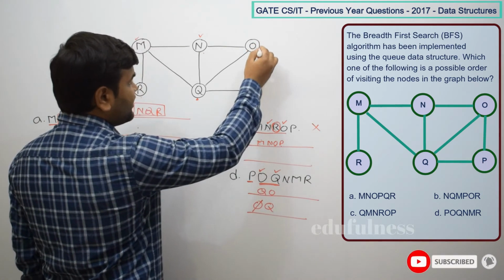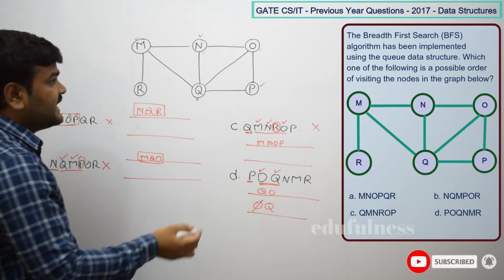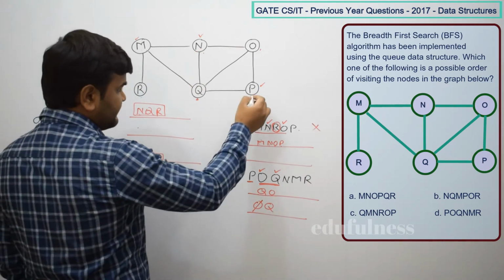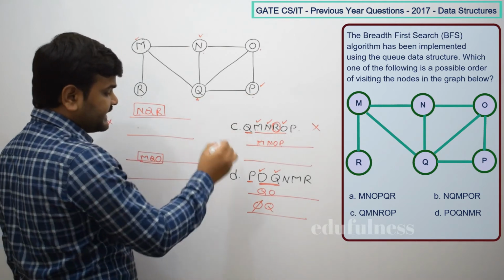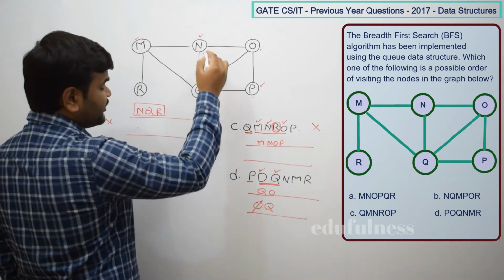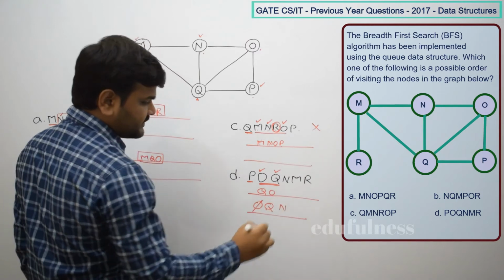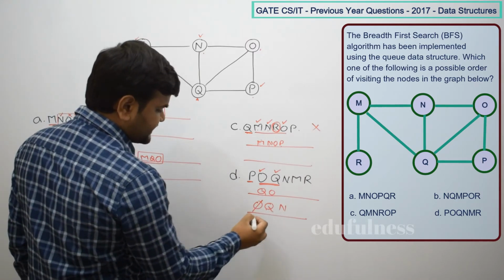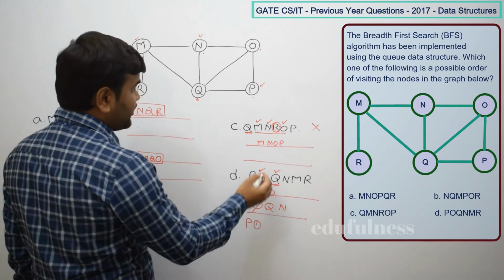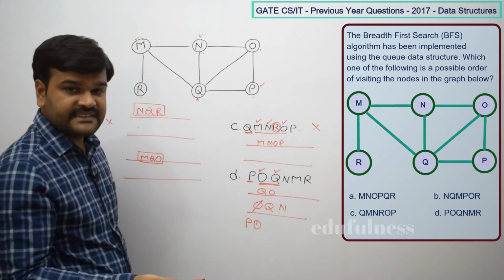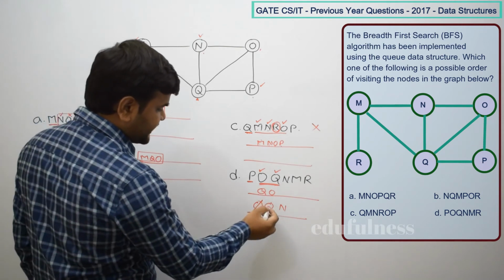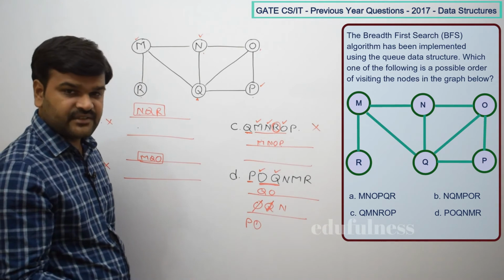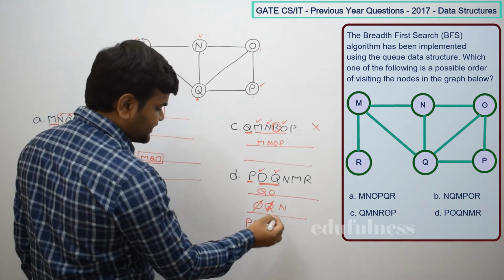For O, who are the adjacent vertices? Of course N, Q, P. But P is already visited and discovered, and Q is already considered. So only N goes into the queue. So first P, after that O is visited. Then after O's completion, what is the next vertex it is going to visit? It visits whoever is in the front of the queue. So it is going to visit Q next.